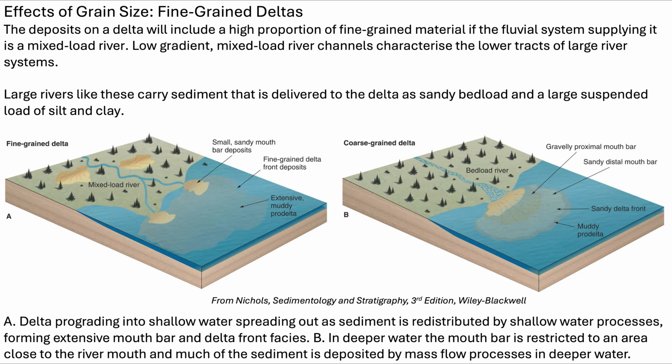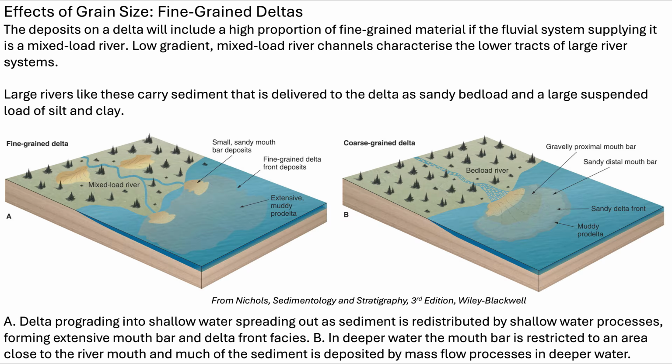Differences in the grain size of the sediment supplied affect the form of a delta. A high proportion of suspended load results in a relatively small mouthbar deposited from bedload and extensive delta front and pro-delta deposits. A higher proportion of bedload results in a delta with a higher proportion of mouthbar gravels and sands. Proximal mouthbars may also be sandy, but the rest of the delta slope and pro-delta receive sediment fallout from the plume of suspended sediment that issues from the river mouth.